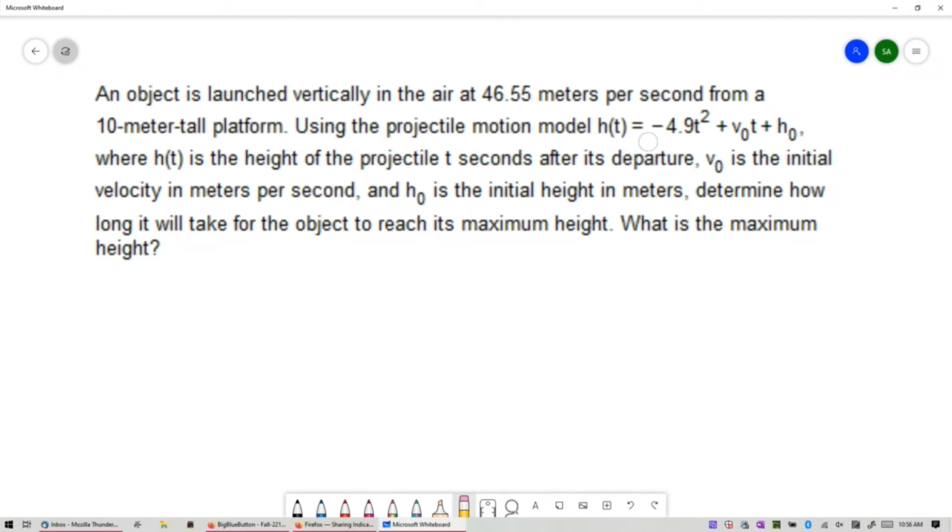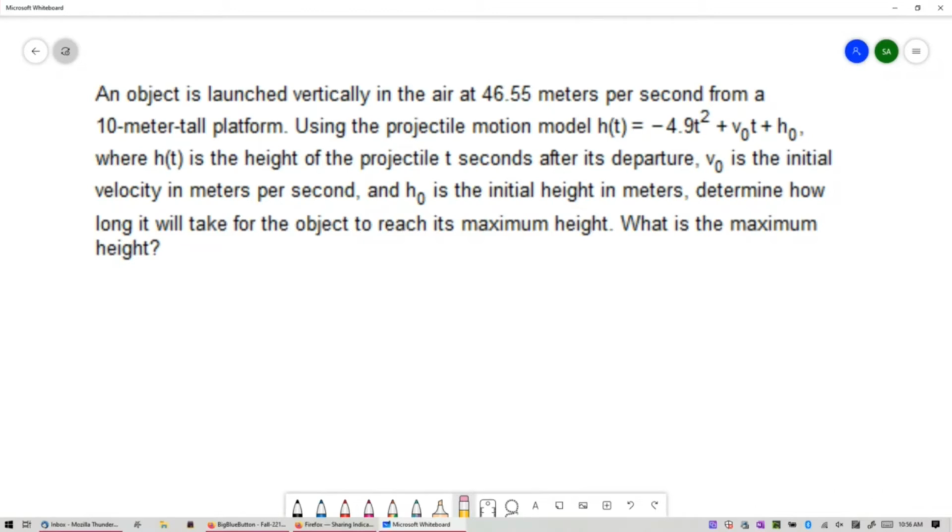H of t equals negative 4.9 t squared plus v naught t plus h naught, where h of t is the height of the projectile t seconds after its departure. V naught is the initial velocity in meters per second, and h naught is the initial height in meters. Determine how long it will take for the object to reach its maximum height, and what is that maximum height.